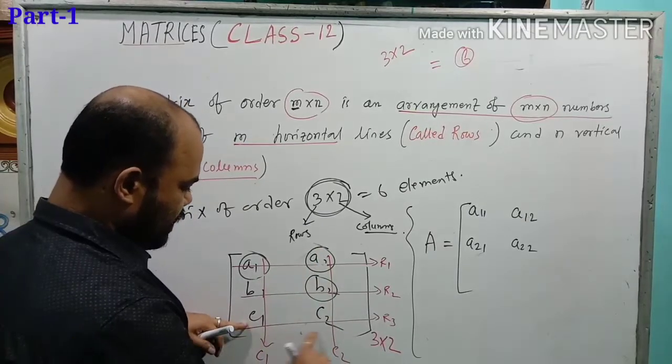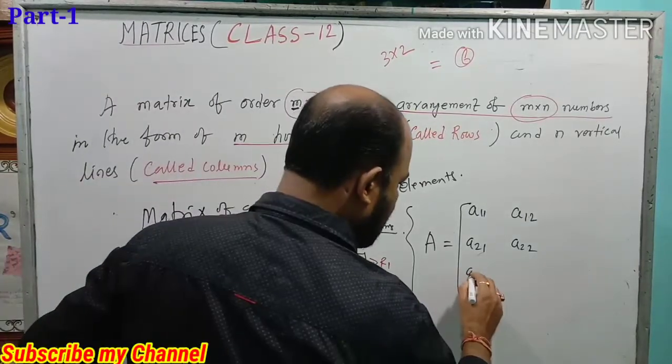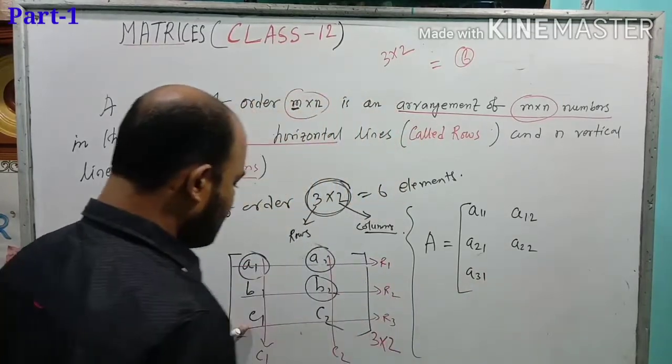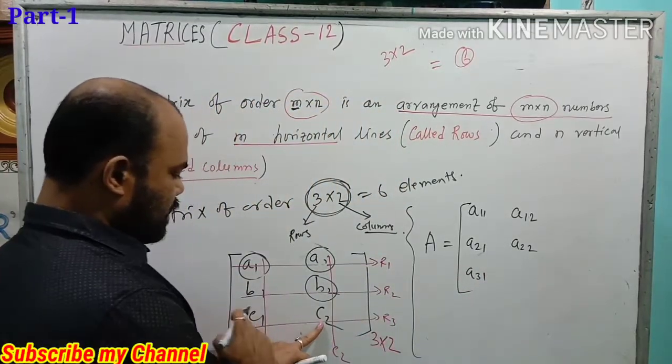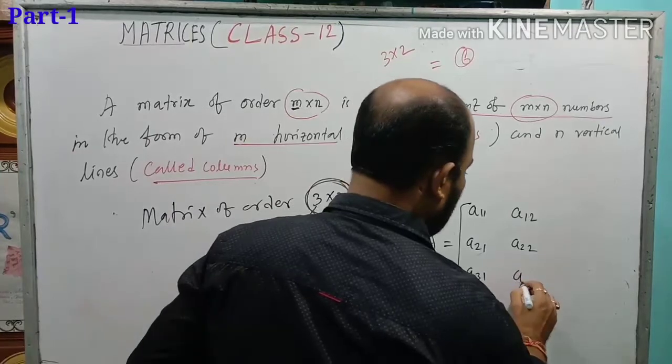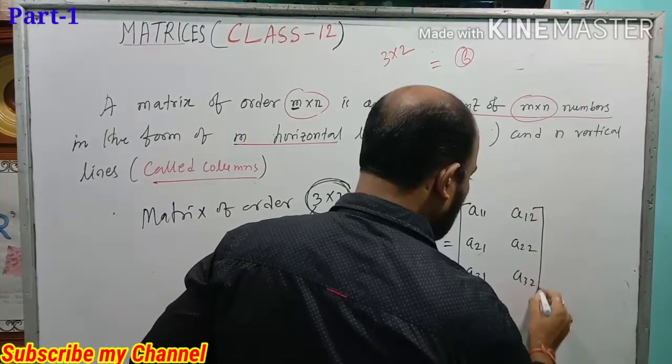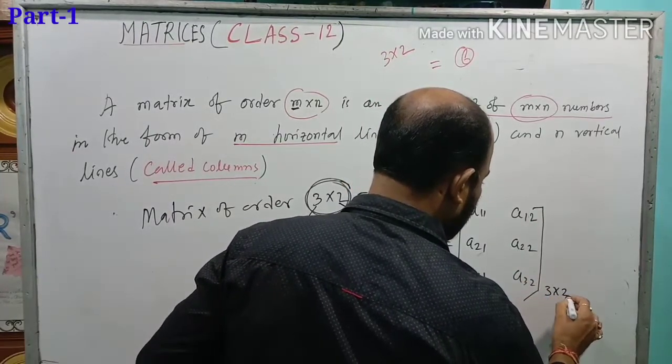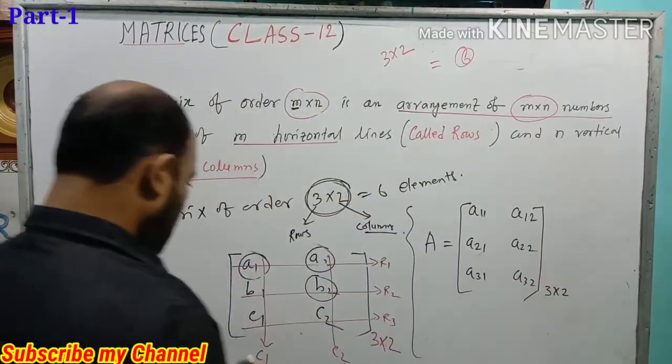This one, third row, first column, so it will be written as A31. This is third row, second column. It will be denoted by A32. This completes it: the order of the matrix is 3 by 2, 3 rows, 2 columns.